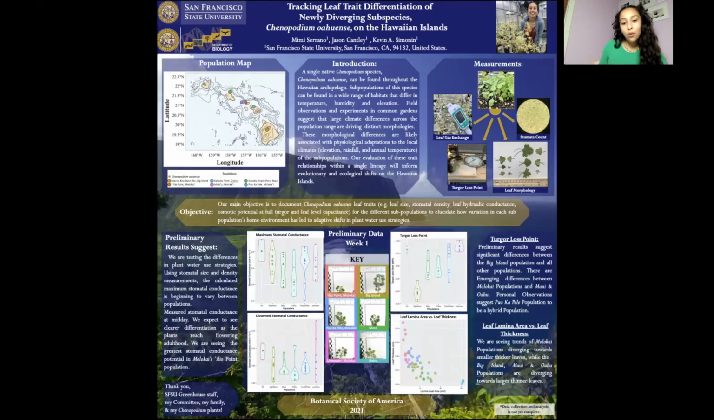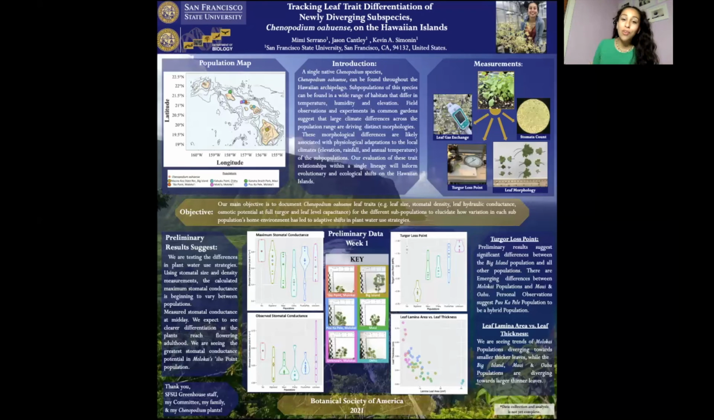In the bottom right-hand corner, we have leaf lamina area and leaf thickness being compared. Leaf lamina area is on the x-axis and leaf thickness is on the y-axis. All of our Molokai populations are trending towards a smaller, thicker leaf, while the Big Island, Oahu, and Maui populations are trending towards larger, thinner leaves.